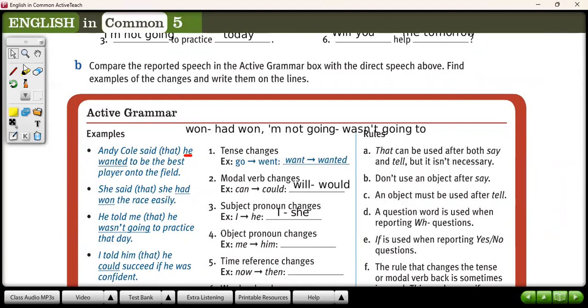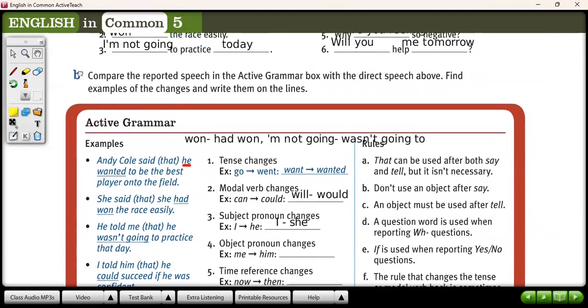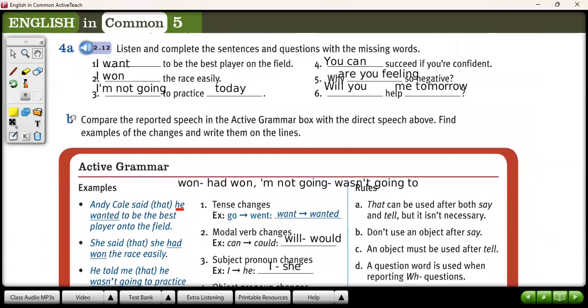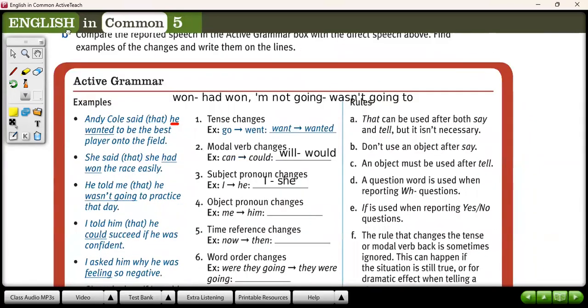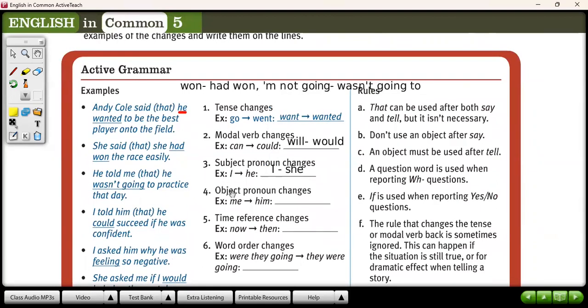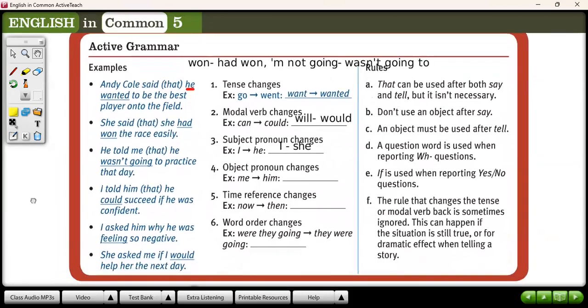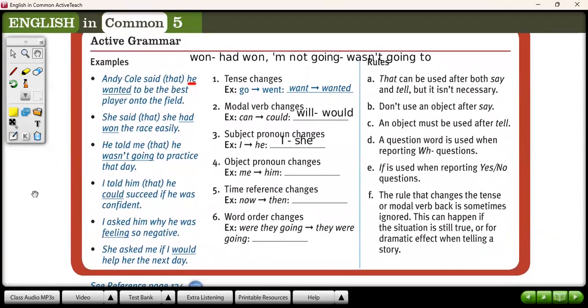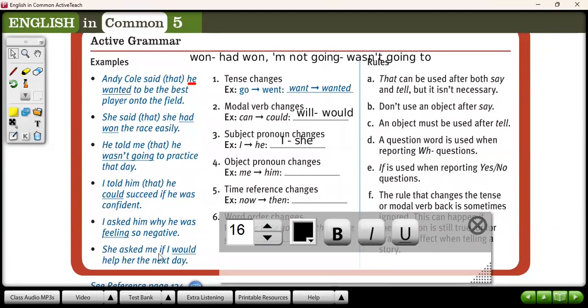Also, we change the object pronouns, okay? We change the object pronouns. For example, me, we change for him. Another possibility is to change me for her, okay? Just like in the example here. She asked me if I would help her the next day. So we can change me to her.